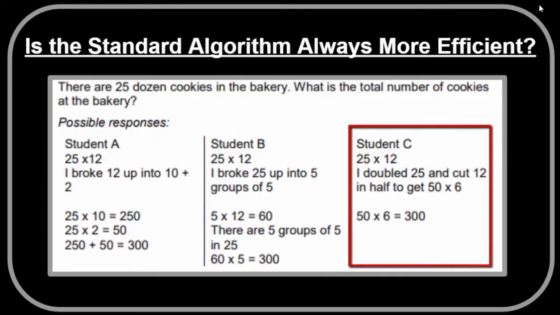Student C then used the doubling and halving strategy to create friendly numbers. 25 doubled is 50, and half of 12 is 6. 50 times 6 also equals 300.